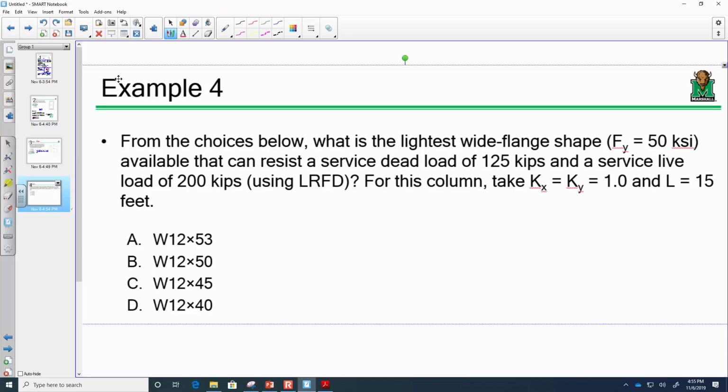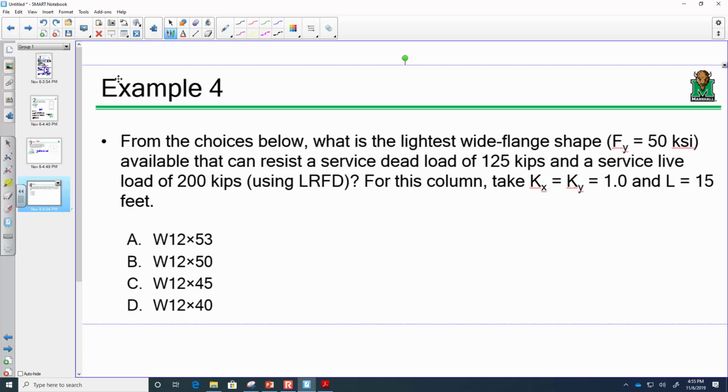So from the choices below, what is the lightest wide flange shape that can resist a service dead load of 125 kips and a service live load of 200 kips using LRFD? For this column, take KX and KY to be 1 and L to be 15 feet. First off, of these choices, ignoring all this, which one's the lightest? D. Why are you saying that? The 40, right? Remember, the 12 is about how deep it is. The 40 tells pounds per foot, how heavy it is. So the smaller this number is, the lighter it is.